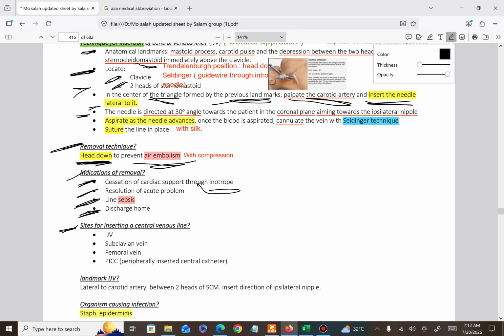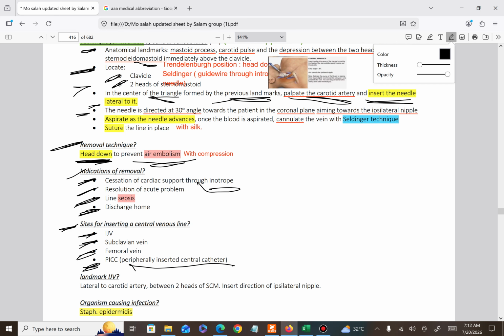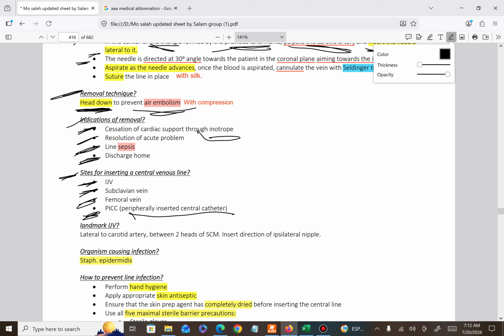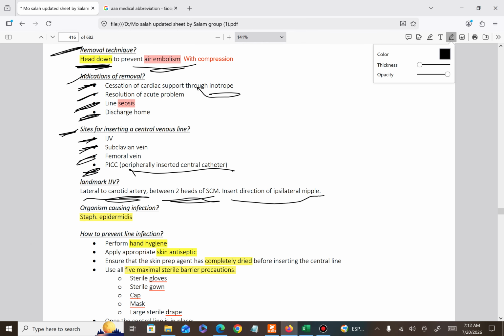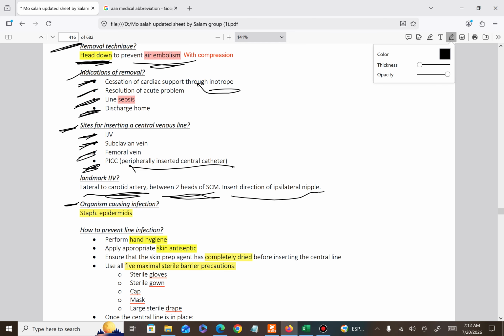Then the sites for inserting a central venous line are internal jugular vein, subclavian vein, femoral vein, and peripherally inserted central catheter, PICC. Landmark for internal jugular vein: it is just lateral to the carotid artery between the two heads of sternocleidomastoid. Insert in the direction of the ipsilateral nipple. Okay, then the organism which causes infection in the central venous line is Staph epidermidis.